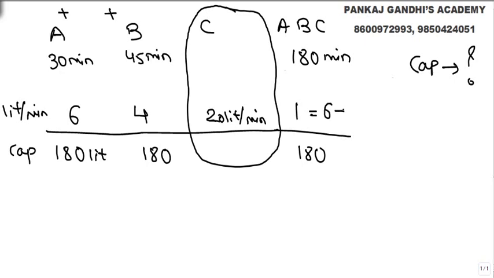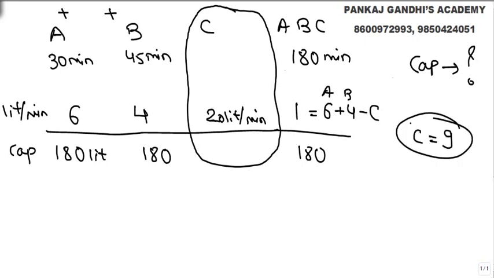But out of that, A fills 6, B fills 4, C empties. So 10 minus C is 1. So C is nothing but 9 liters per minute.